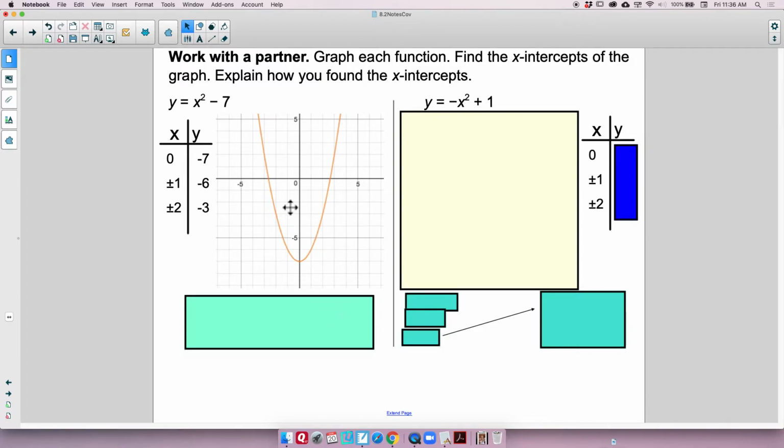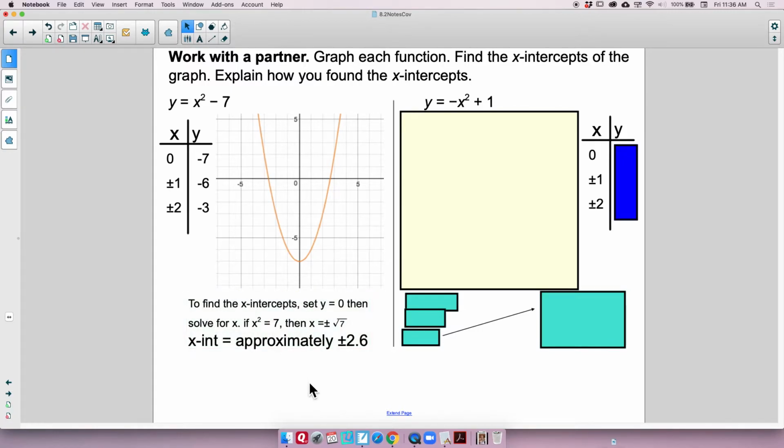And what would the x-intercepts be? Oh gosh, it's hard to tell just from looking at the graph. So what would you need to do? Well, you need to set y equal to 0, right? So that would mean that x squared equals 7, and that x equals plus or minus √7.